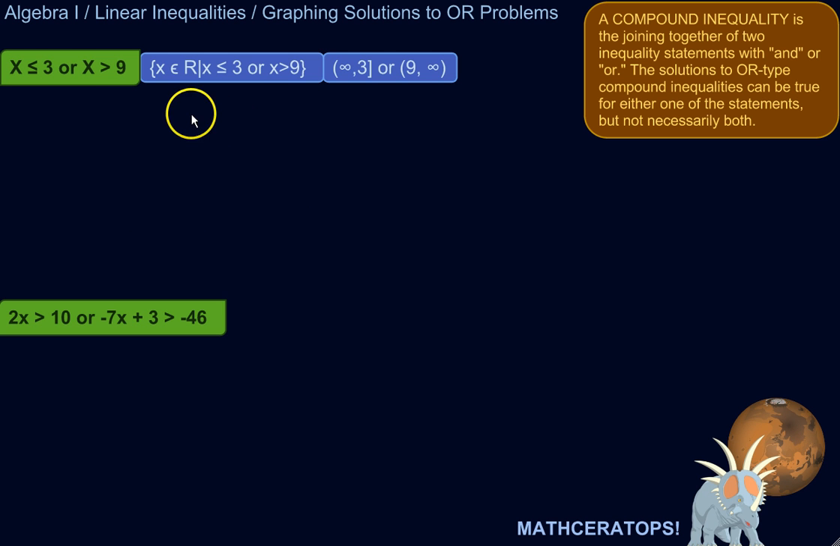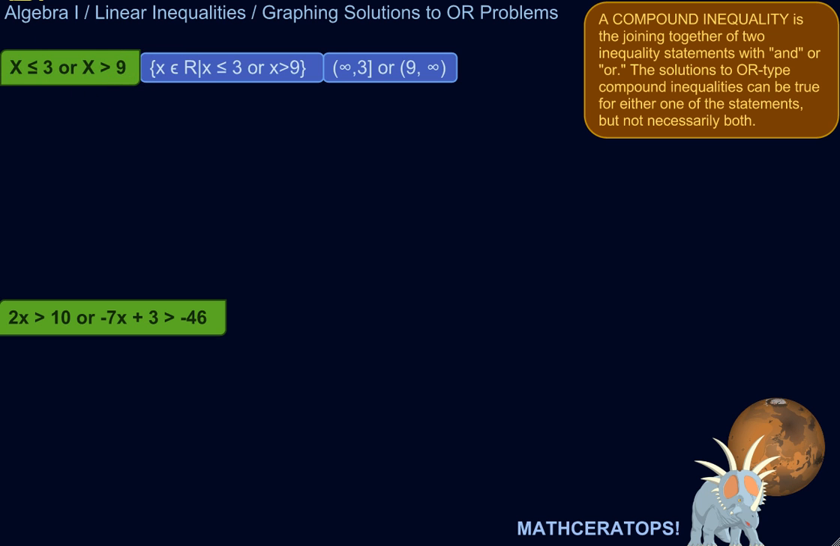In this lesson, we're looking at the or type problems, and we're pretending that we've worked out these inequalities and got them down to a solution already. So the solution is x is less than or equal to 3, or x is greater than 9. So if it fulfills either one of these conditions, if it's something that's greater than 9, or if it's something that's less than or equal to 3, then it works as a solution to this compound inequality, right?